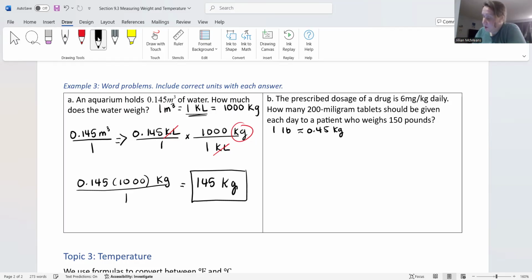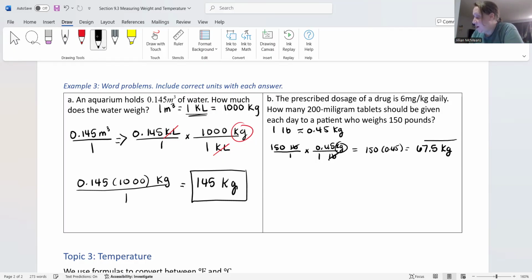So we're going to do the weight first. I have a 150-pound patient. I need to convert that to kilograms. So I need to multiply by a unit fraction that relates pounds and kilograms. I need pounds in the denominator so that they'll cancel. So 1 pound, 0.45 kilograms. Pounds cancel, leaving kilograms in the numerator. I'm going to skip some of the side work here and just get right to it. 150 times 0.45. You should get 67.5 kilograms.